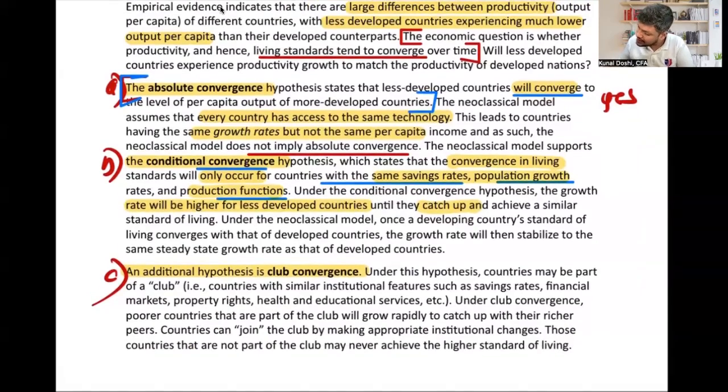Under the neoclassical model, once a developing country's standard of living converges with the developed, the growth rate will then stabilize to the same steady growth rate of the developed. So eventually it will match the developed. It cannot forever grow at a high rate. So China will become the US at some point of time, or India and China will match the US at some point. In fact, the Goldman Sachs report says that by 2050, they will already have become developed nations. Now, the only difference is that absolute convergence says yes, it will happen irrespective of anything. Conditional convergence says that it is subject to some conditions.